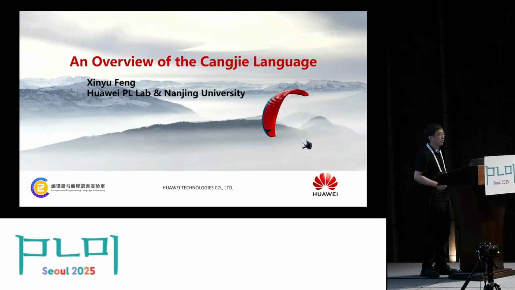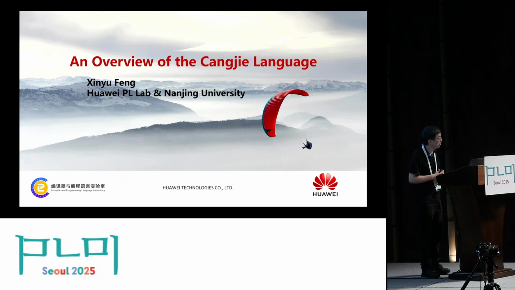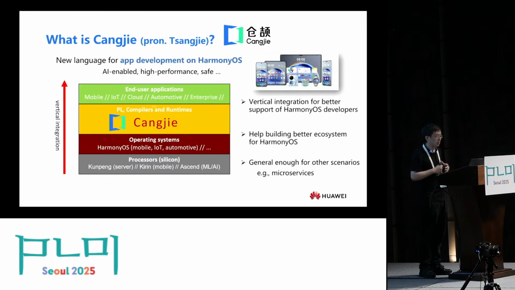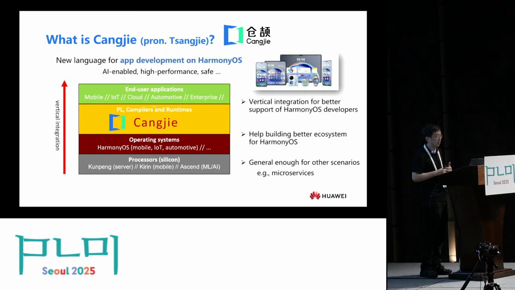Thank you. So this is Feng Xinyu from Huawei Programming Languages Lab, also from Nanjing University. I'll introduce the Cangjie language at Huawei. Cangjie is a new programming language for mobile application development on Harmony OS, which is a new operating system for Huawei mobile devices. With this new language, we can have a better vertical integration of the whole hardware and software stack to deliver better programming experience or performance to our developers.